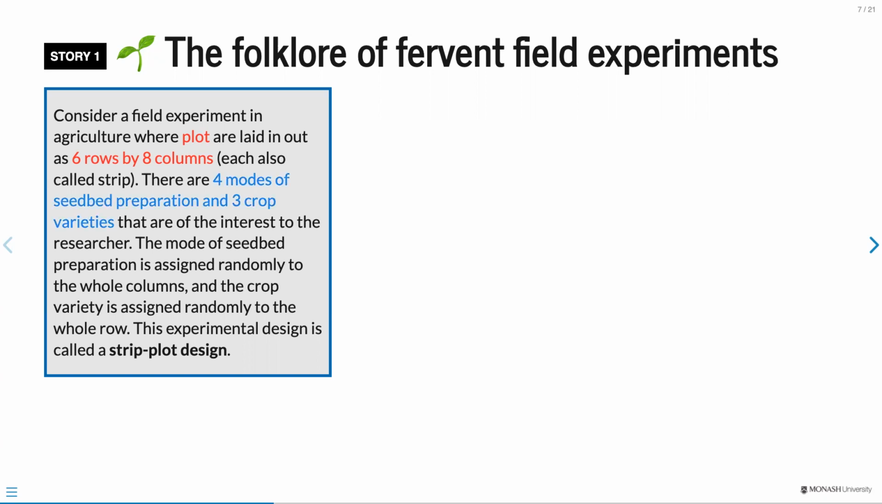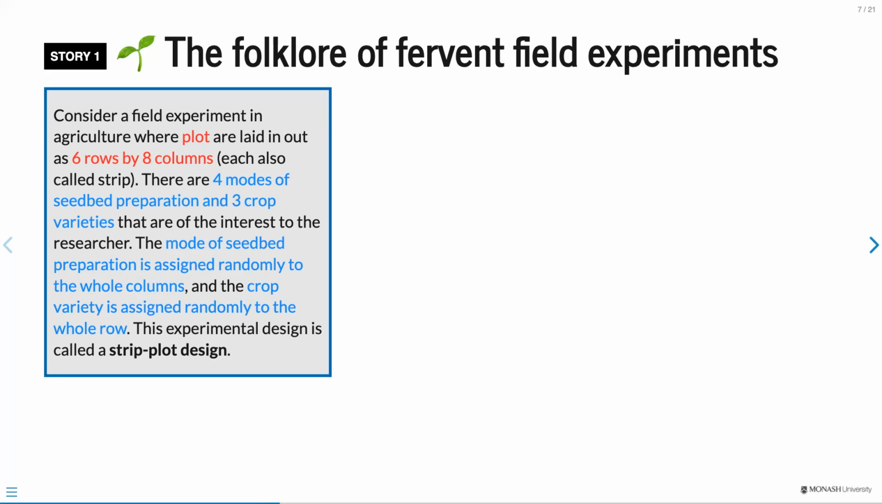Then there's 4 modes of seedbed preparation and 3 crop varieties that you're interested in. So this is what the researcher is interested in. The mode of seed preparation is assigned randomly to the whole columns. So now imagine that you've got this rectangular region, right? Divided up by 6 by 8. And then the seedbed preparation is basically assigned randomly according to the different columns. Crop variety is assigned randomly to the whole row.